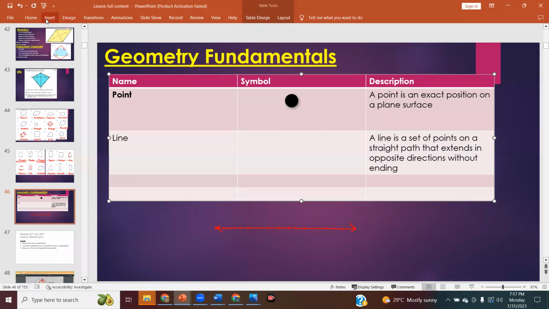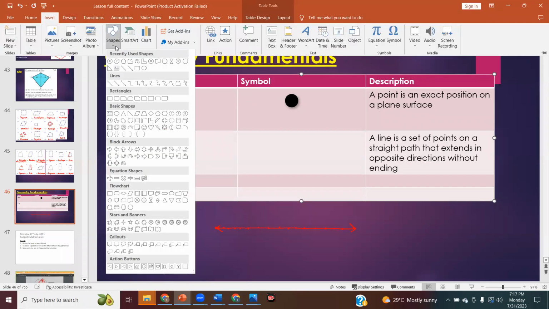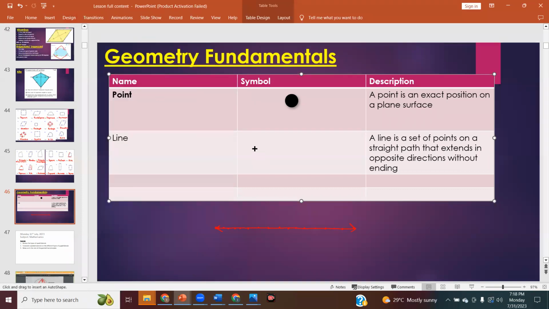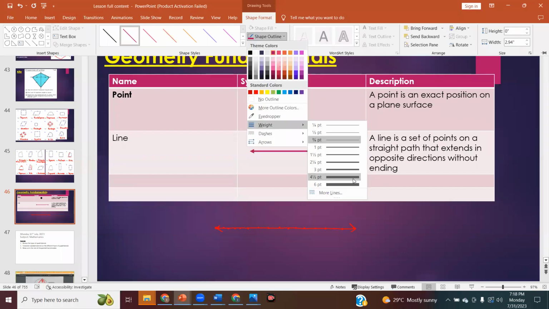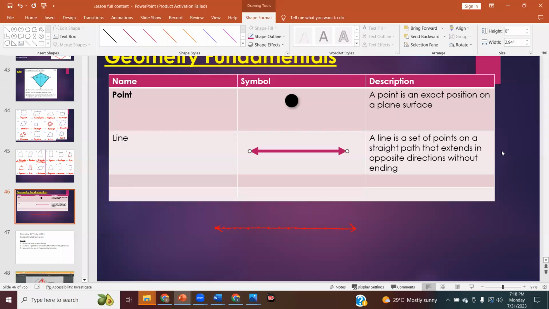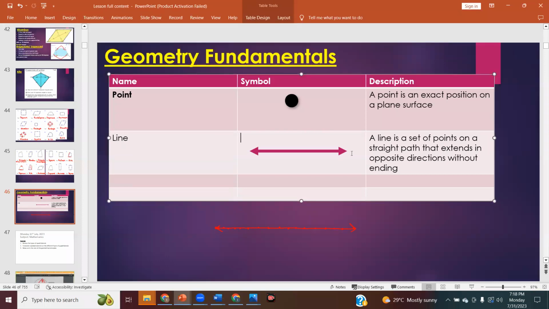Now, this is very, very important to note: a line has arrows. When you're drawing a line, you must put arrows on the line. You cannot draw a line without arrows. If it doesn't have arrows, it's not a line. So a line is a set of points on a straight path that extends in opposite directions without ending.